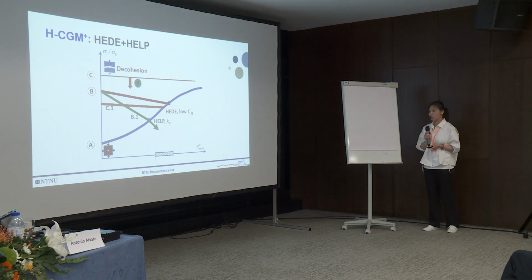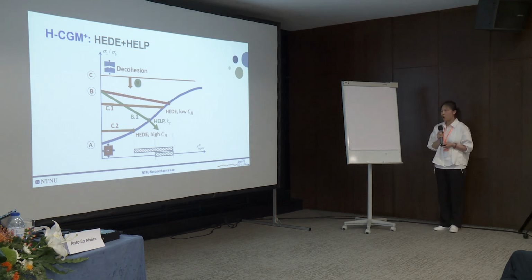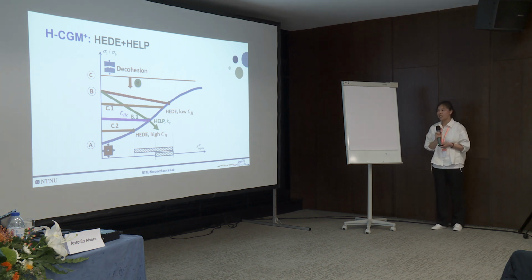But when the hydrogen concentration is high enough, then the magnitude of decrease is high. And in this sense, HEDE will dominate the failure. The coalescence would happen at the orange intersecting point, causing the loss of ductility. So here we can also expect that there is a critical hydrogen concentration value that will trigger the brittle fracture. And here we can also see that in the H complete Gurson model plus, the final failure depends on the competition between the HELP-dominated mechanism and the HEDE-dominated mechanism driven by hydrogen concentration.